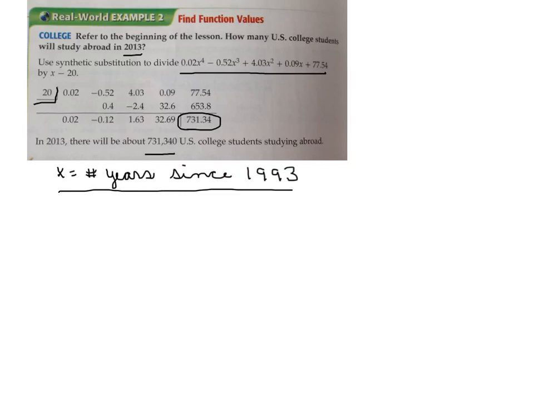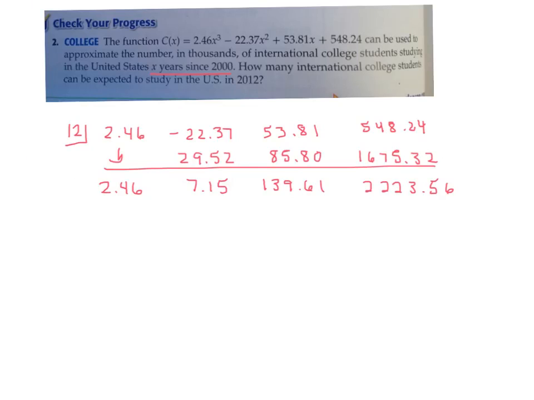All right, check your progress. Pause the video. All right, I hope you got 2,223.56, but at the beginning of the lesson it said that these equations were finding the number in thousands. So that means we need to multiply by 1,000 or to move our decimal point over 3 places, which means our actual number of students is as thus 2,223,560. Let's move on. Next example.